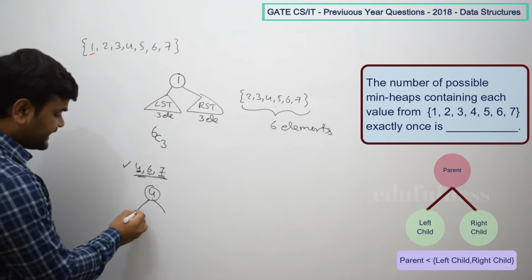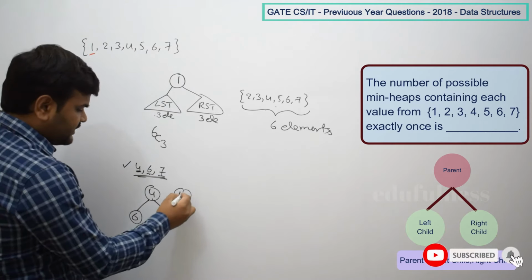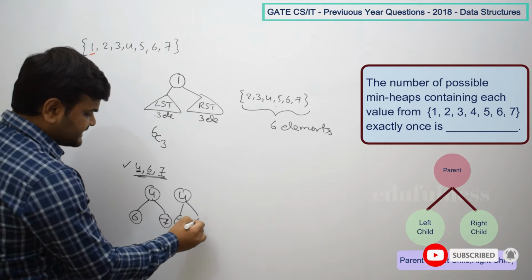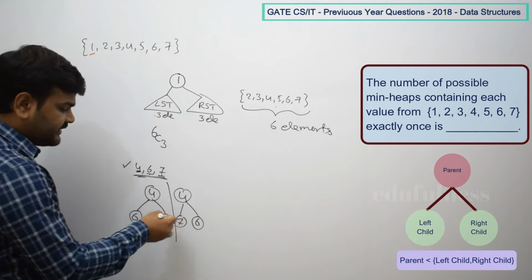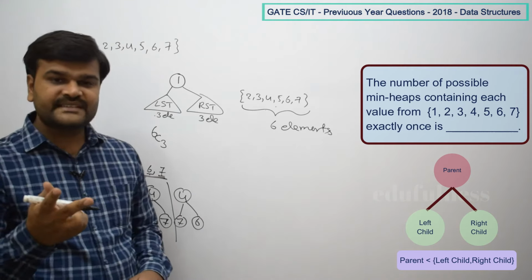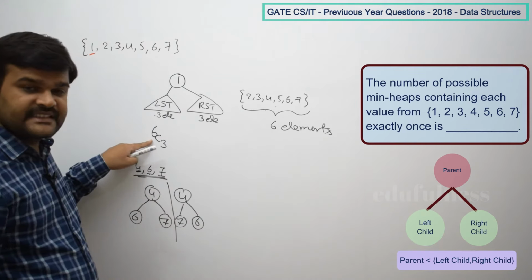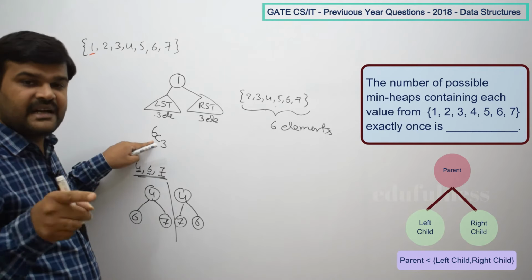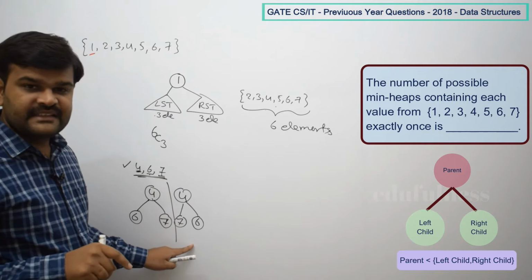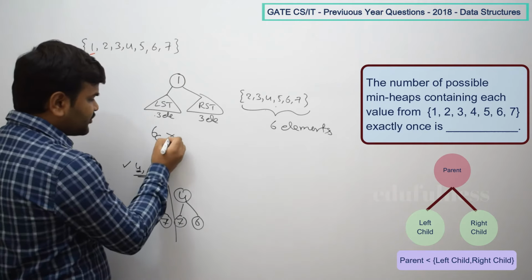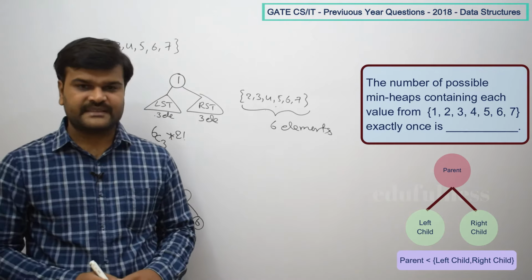6 may exist here, that means 7 is going to exist here, or 7 may exist here, that means 6 is going to become the right child of 4, and in these two any one is possible, right? That means two ways are possible. That means for every combination, 6C3 combinations are there, and for every combination again two ways you can arrange. That means into 2 factorial ways we are going to arrange. That means into 2 you can do directly.